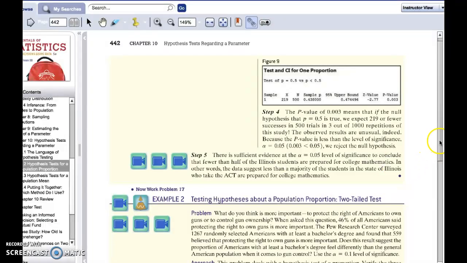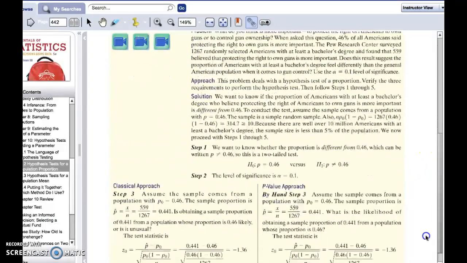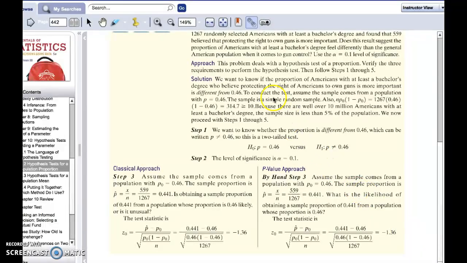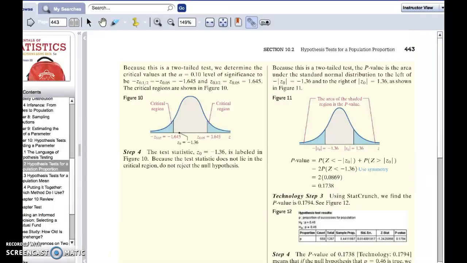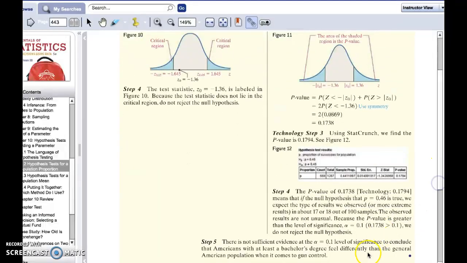So again, for the other examples in this section, kind of a similar thing. You want to make sure you understand checking the conditions, step 1, step 2. Do your StatCrunch where they're doing their step 3. They also mention the technology approach. And then your p-value and test statistics should match up. Notice they put kind of a StatCrunch output. And then you should meet back up and verify your step 4 and step 5.